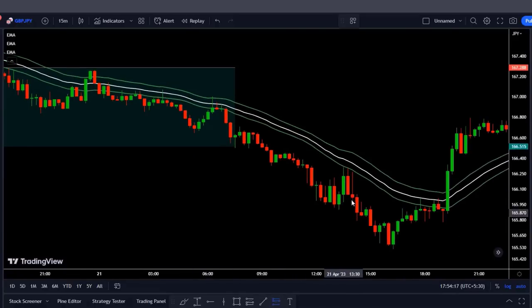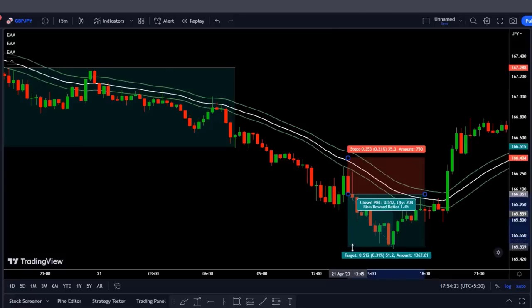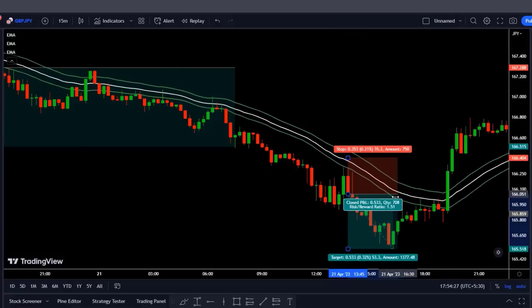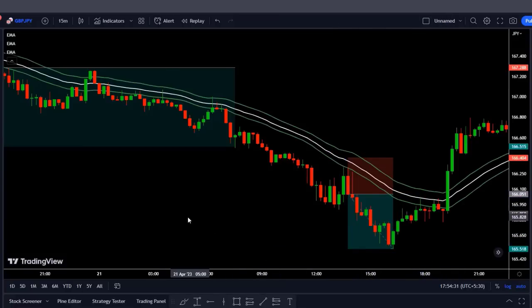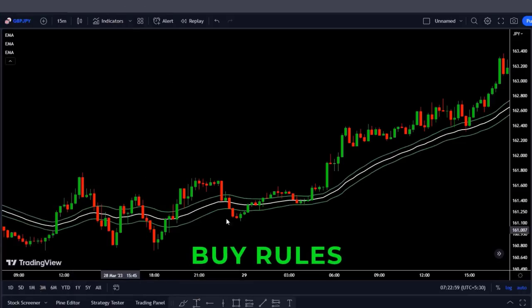You can re-enter the market when you get another pullback in the direction of the trend, but I would recommend you do only 2 trades in the direction of a single trend and keep the profit targets low in the second and third trades. Buy rules are completely opposite of the sell rules.